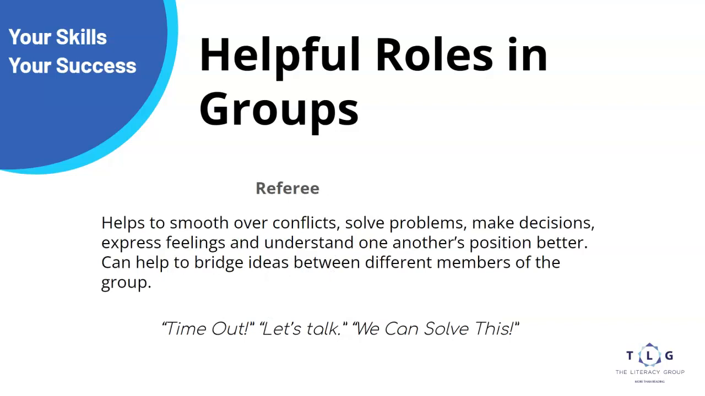Next one is a really important role that people often forget about. They call it the referee, okay? The referee helps to smooth over conflicts, solve problems, make decisions, express feelings, and understand one another's position better. The referee can help to bridge ideas between different members of the group. This often will happen when different members of the group are having a disagreement, which happens in every group all the time. It can happen when things aren't as focused. It can happen when people are getting heated and trying to talk over each other. So the referee is the kind of person that will say things like, time out, let's talk, and we can solve this.